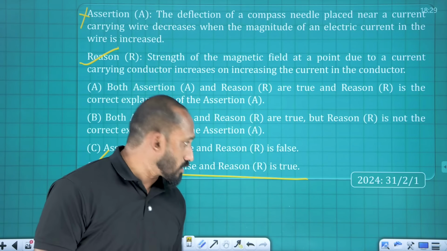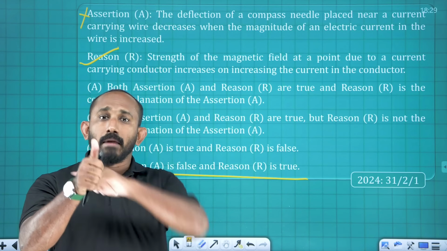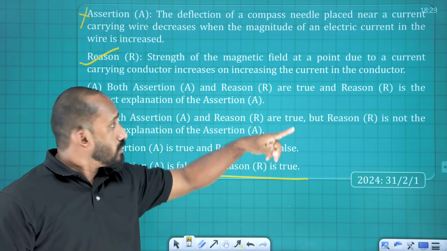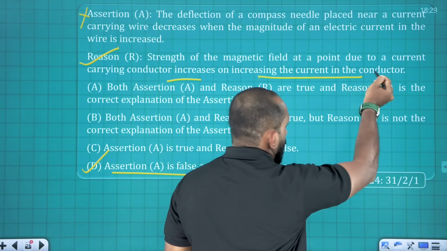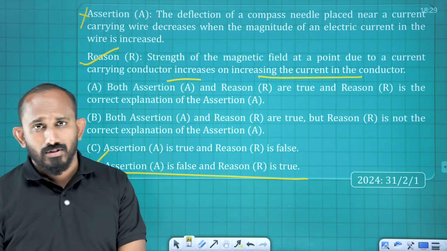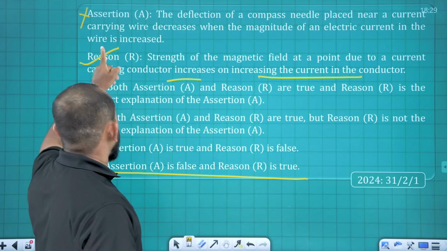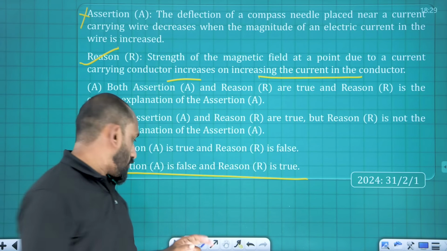Here, when the current increases, the magnetic field also increases. So the strength of the magnetic field at a point due to a current carrying conductor increases on increasing the current. That's showing the opposite direction, is it? Because the deflection of the compass near a current carrying wire decreases is what the assertion claims. It will increase, of course. Next question, let's see.